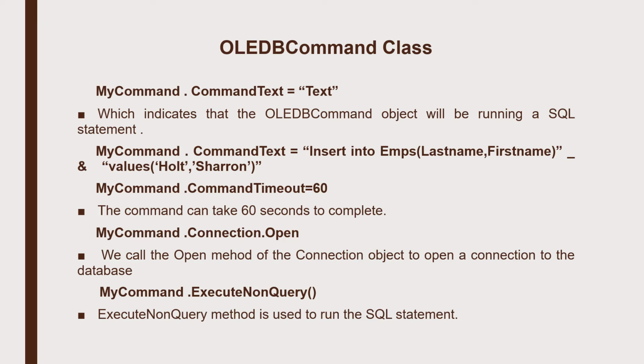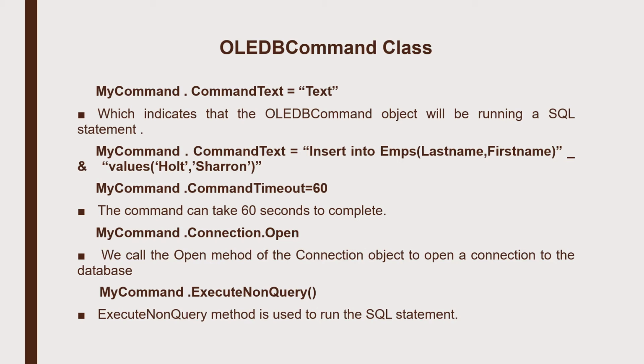You supply the text of the command that you want to run by setting the CommandText property of the command object: myCommand.CommandText = here we have the query, INSERT INTO ems (last name, first name), and then the values to be inserted. Here the command object is being used to add a record to a table called ems.